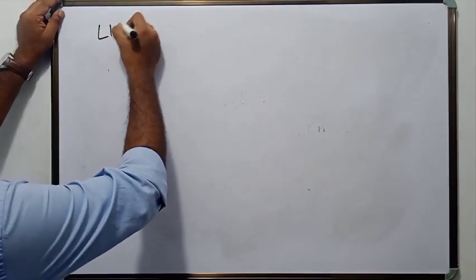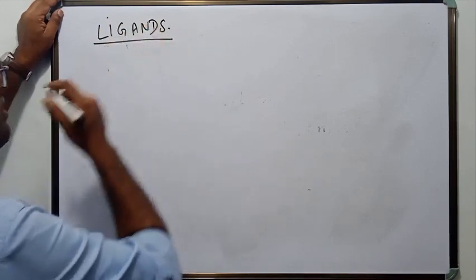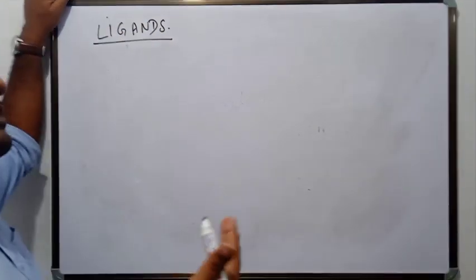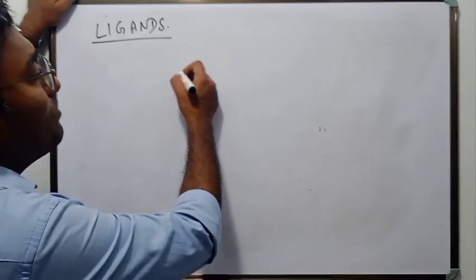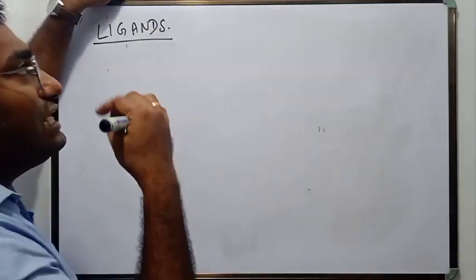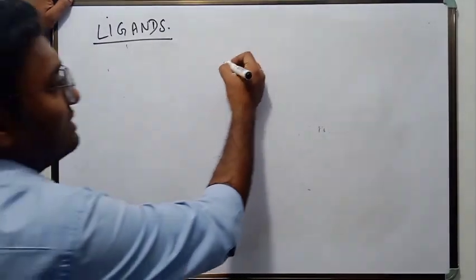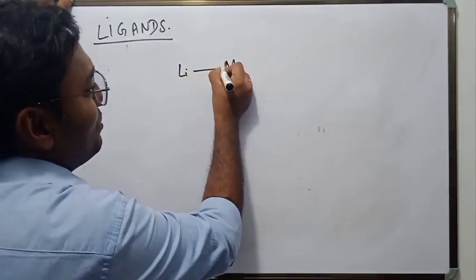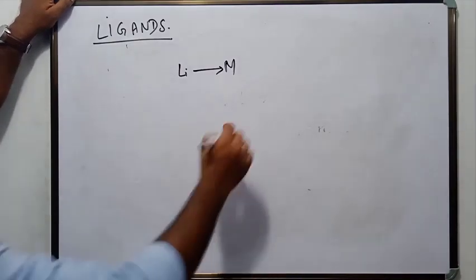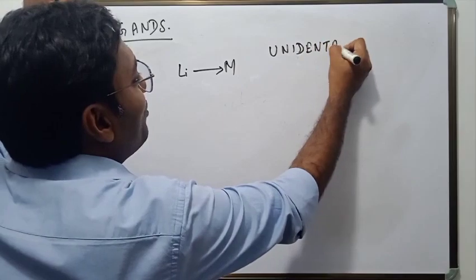Now ligands can be further classified depending on how many sigma bonds they are able to make with the central metal ion. So how many linkages can it make with the central metal ion? This is the central metal ion, this is the ligand. If it is able to make only one linkage, then it is called a unidentate ligand or monodentate ligand.